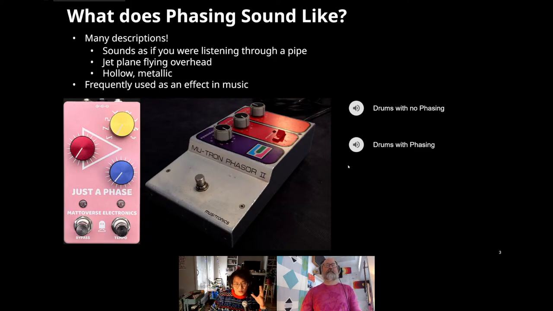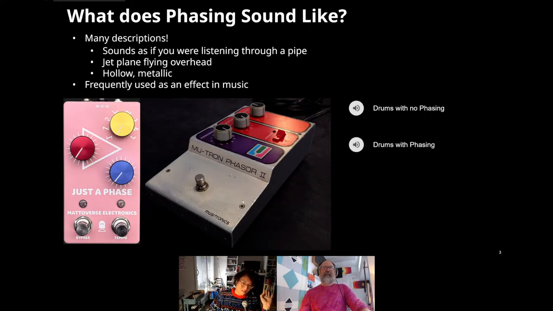So that's with phasing. And notice how there's sort of like a thin sound. Like it doesn't sound quite as full as the original sound. You could probably even call it hollow. A popular description of phasing that I see often is that it sounds as if you were listening to the sound through a drain pipe. Other popular descriptions say that it sounds as if a jet plane were flying overhead, and that's really prominent when you listen to the effects of phasing in music. It's a very popular effect that spans multiple genres. If you've played around with guitar pedals like you see here at all, chances are you played with phasing or flanging effects, and that's really what phasing is.